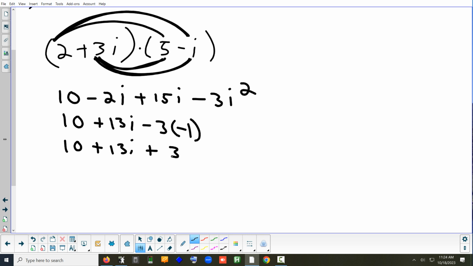And then once you change it to a plus 3, you can combine it with the other real part. So what's going to be the final answer? 13 plus 13i. Yeah, it's just a coincidence they're both 13s. That usually doesn't happen. Okay, we are going to do another multiplication when we do division, but any questions on that?